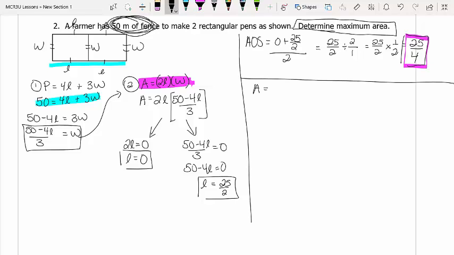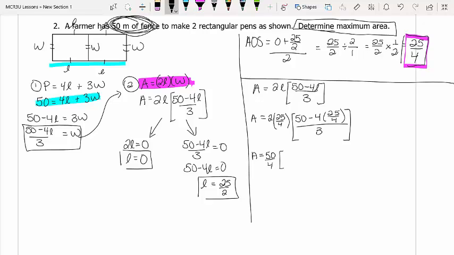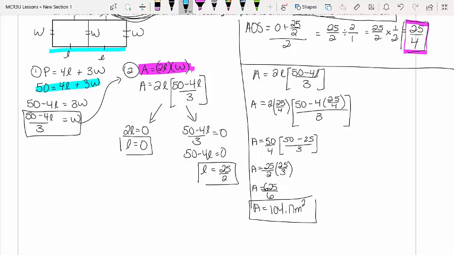So our area formula was 2L times (50 minus 4L) divided by 3. Now we'll plug in a length of 25 over 4. And now we'll go ahead and solve. So therefore, the maximum area that can be generated with 50 meters of fence is 104.17 meters squared.